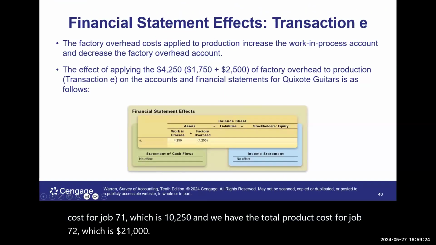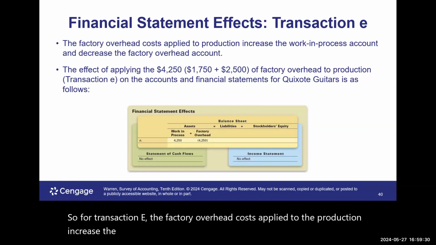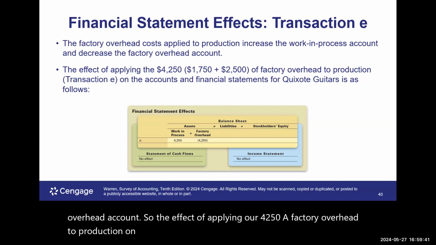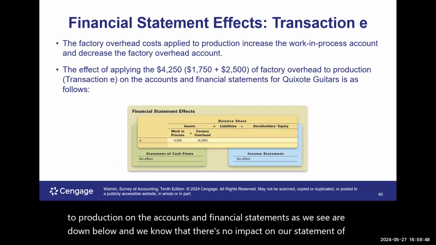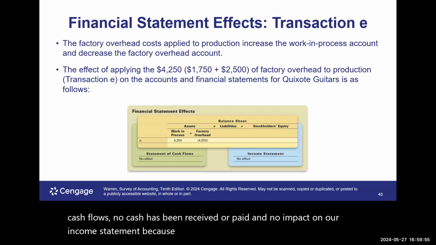So for transaction E, the factory overhead costs applied to production increase the work in process account, and decrease our factory overhead account. The effect of applying our 4,250 of factory overhead to production on the accounts and financial statements is shown down below. And we know that there's no impact on our statement of cash flows, since no cash has been received or paid, and no impact on our income statement because there's no revenue or expense.